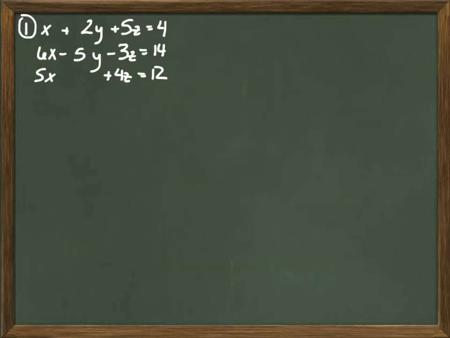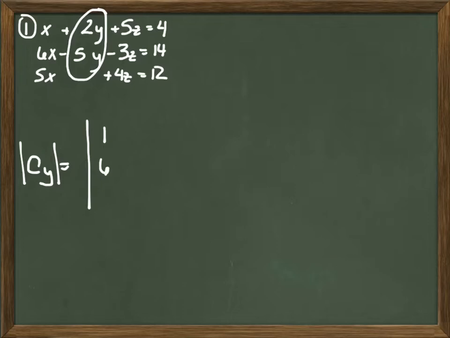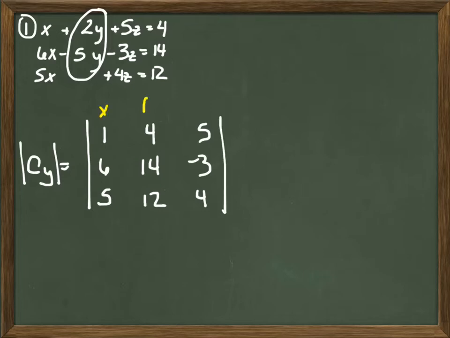We are going to do the same thing, but this time we're going to be replacing our Y's with the answer matrix. And so this is the coefficient with Y replaced. The X ones are 1, 6, 5. We're replacing the Y column, so that's going to be 4, 14, 12. And putting down our Z column, 5, negative 3, 4. And so remember, X, Y, Z. And when I recopy the first two, 1, 6, 5, and 4, 14, 12.